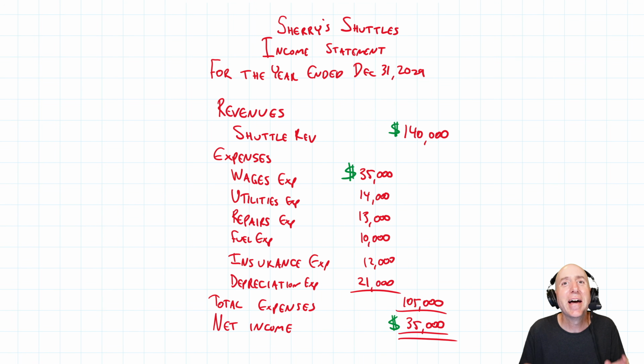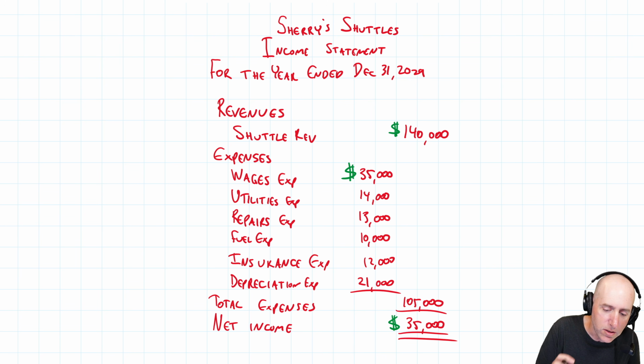Welcome back. We have been working on problem 1-3A, Sherry's Shuttles, and we've just prepared our first financial statement of the whole course. We've prepared an income statement for Sherry's Shuttles, summarizing the revenues and expenses, and we learned that Sherry's Shuttles had a profit of $35,000 for the year. In this video, we're going to learn to prepare a statement of retained earnings.